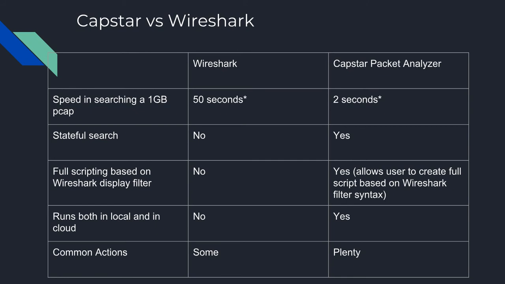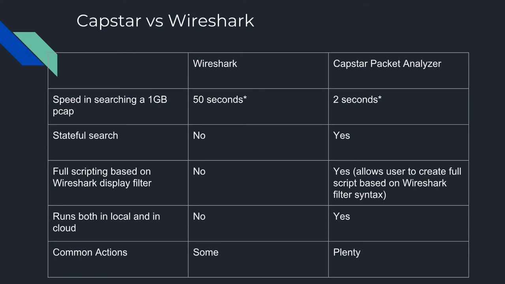So first, what is the difference between Capstar and our existing Wireshark that everybody loves? Well, the first one is the speed. If you're searching a 1 gig pcap for a particular packet or some patterns, with Wireshark it will take you about 50 seconds or more, but Capstar will take you about 2 seconds. So you can do a lot more searches in a short time.